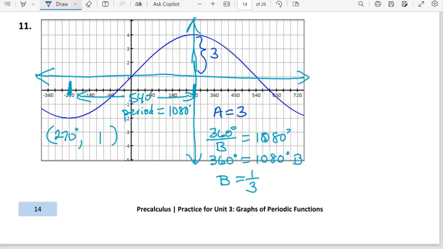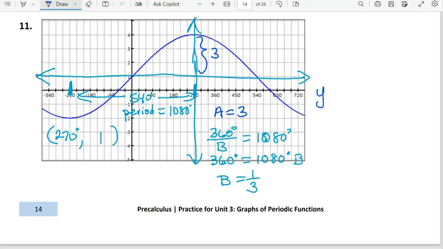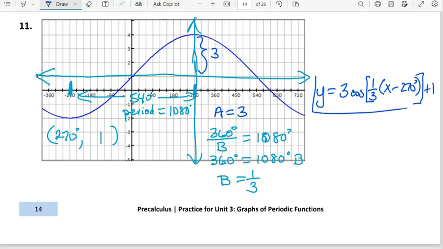All right, writing the equation from here, y is equal to a value 3 times the cosine of the b value 1/3 times parentheses x minus 270, our phase shift, close out the parentheses and the brackets, plus 1.